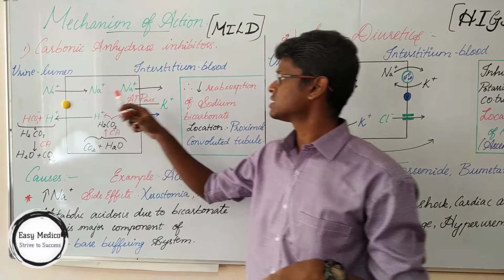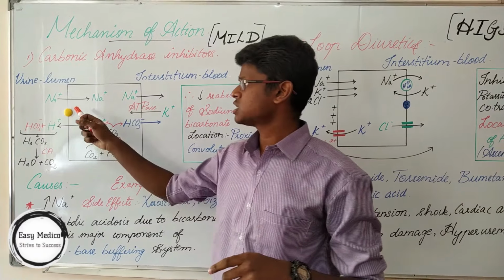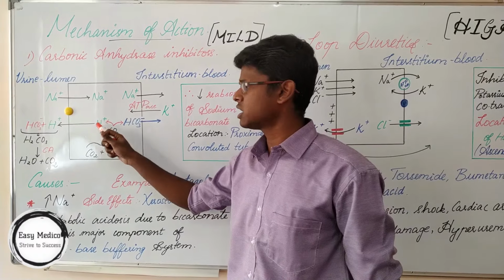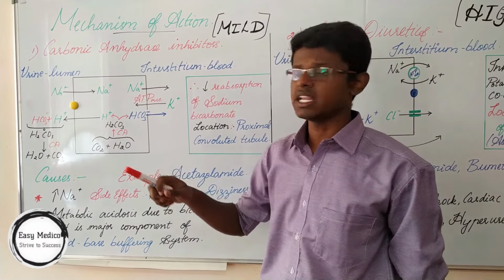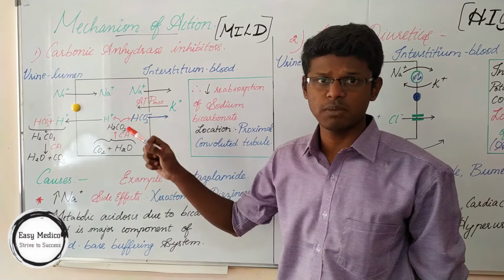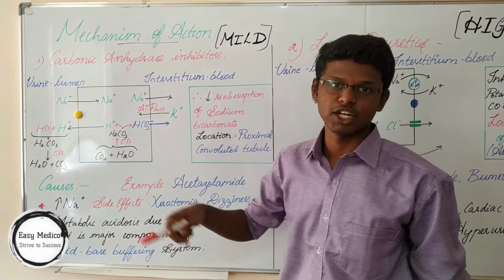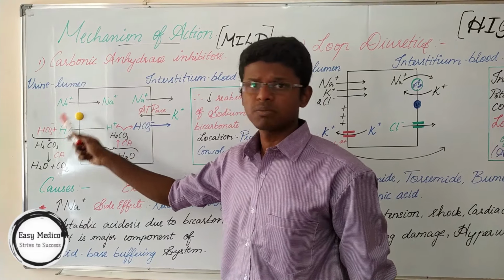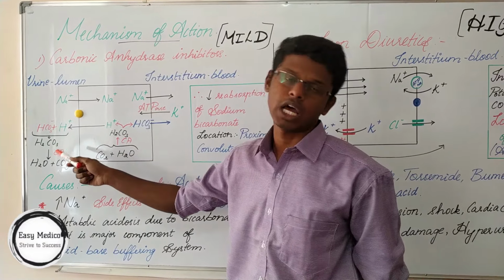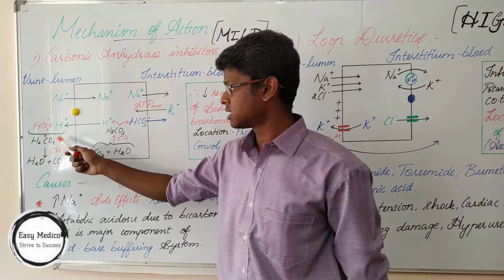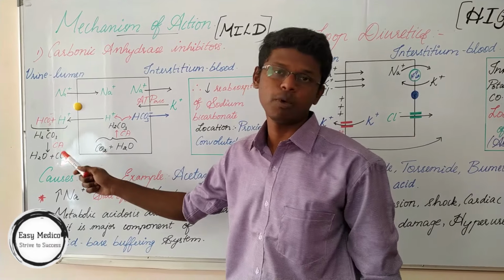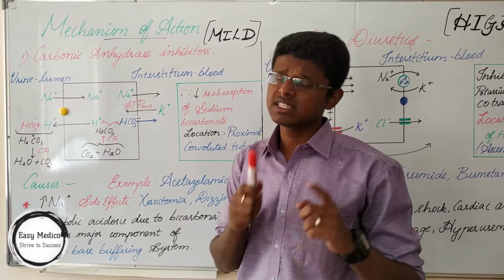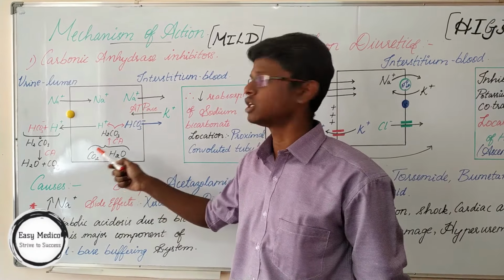Imagine this as the lumen and this as the interstitium of blood. With the sodium-hydrogen exchanger, the external sodium enters the cell and internal hydrogen goes out. Simultaneously, as a result of the sodium potassium ATPase pump, sodium goes out and potassium enters. Now, this hydrogen ion, which is present in the lumen, combines with the bicarbonate ion to form carbonic acid. This carbonic acid then gets dehydrated rapidly with the help of the enzyme carbonic anhydrase to form water and carbon dioxide. With simple diffusion, this carbon dioxide enters the cell.